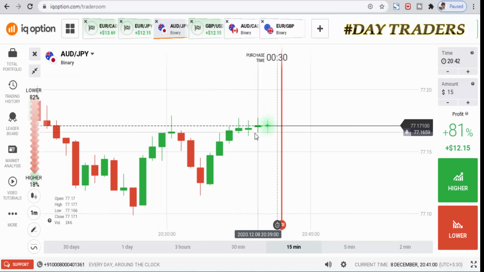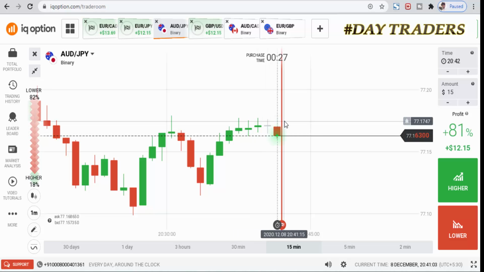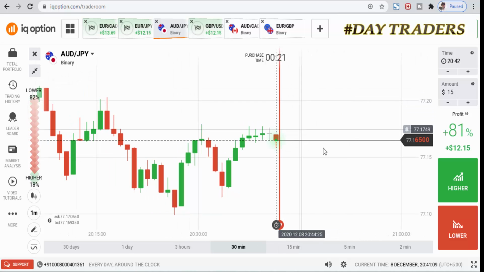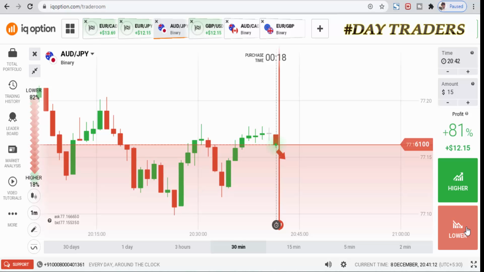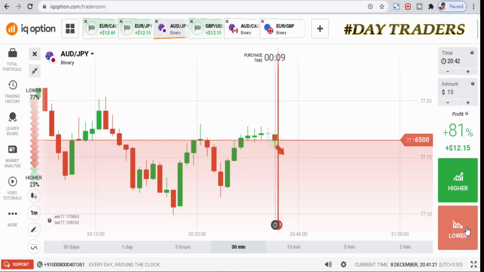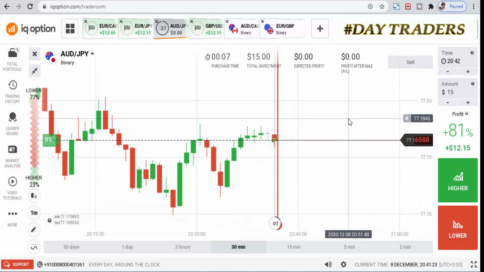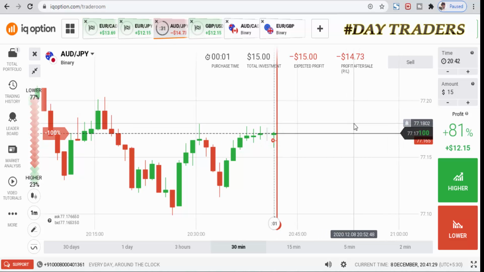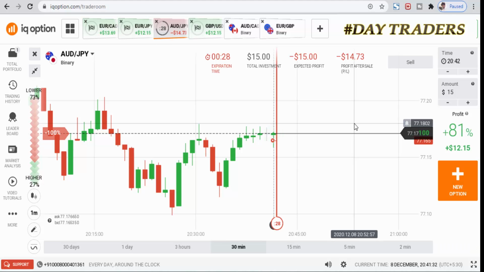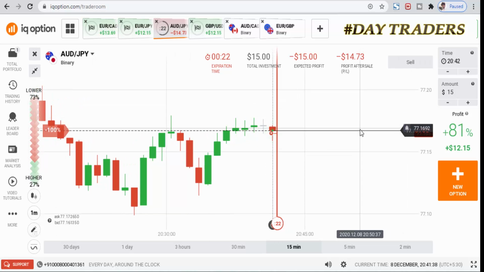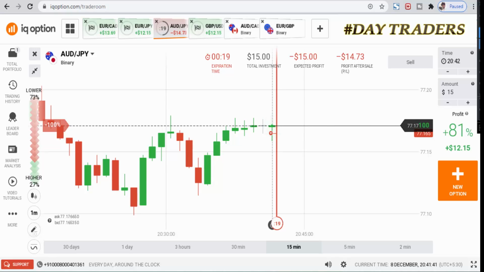This market is not good. So many doji candles at here. Okay, a little bit go up. I would like to place a lower option. Okay, I will place a lower option. Okay, I'm expecting to make a bearish candle.